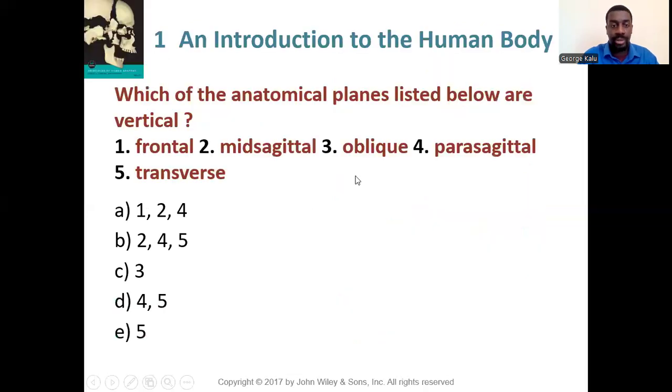Okay, question for you guys. Which of the anatomical planes listed below are vertical? We have 1, frontal, 2, mid-sagittal, 3, oblique, 4, parasagittal, 5, transverse. Which ones are vertical planes? You should have said 1, 2, and 4. 1 is a frontal plane, going up and down, separating front and back. Mid-sagittal, going up and down, separating left and right. Parasagittal is also going up and down, but it's off-center, but still separating left and right.